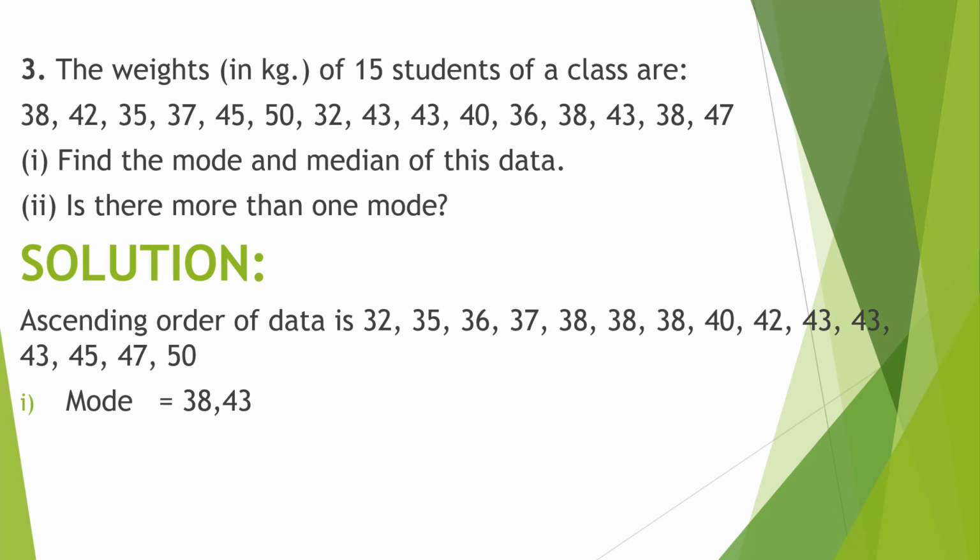Next, we find the median of this data. Median means the middle value. Here 15 observations are there, hence the 8th observation is the middle value. Here the 8th observation is 40. Hence, the median is 40. Is there more than one mode? That is the second part of the question. Yes, there are two modes in the given data.